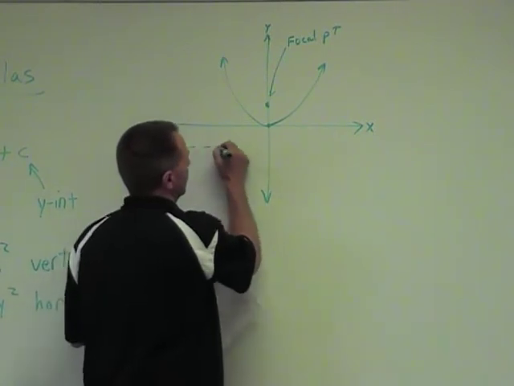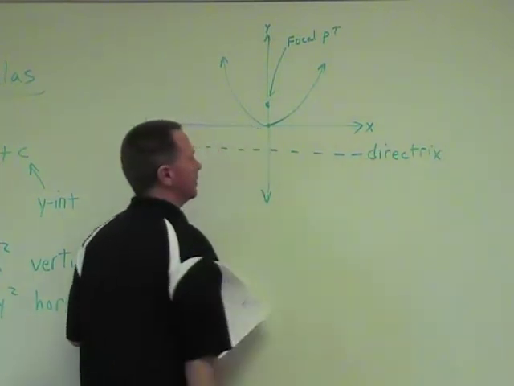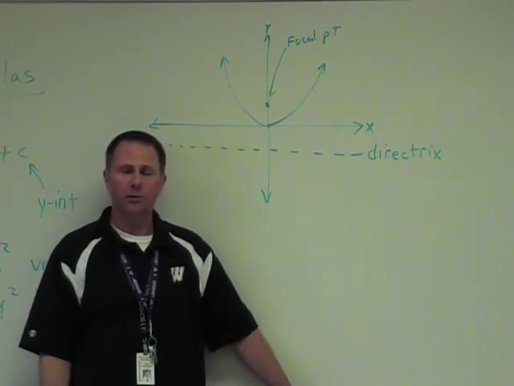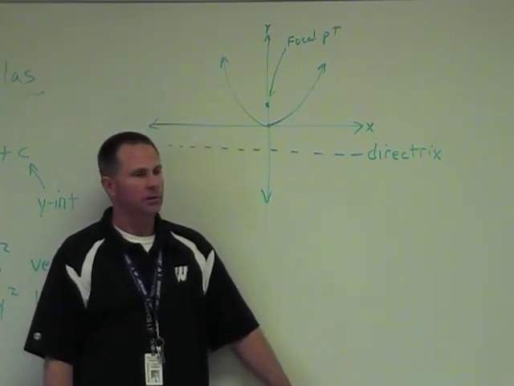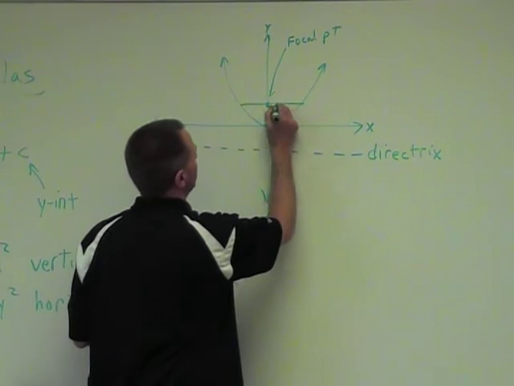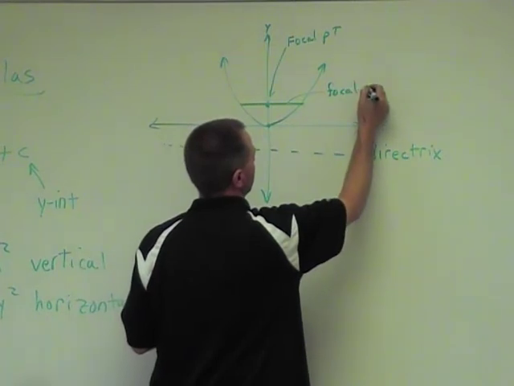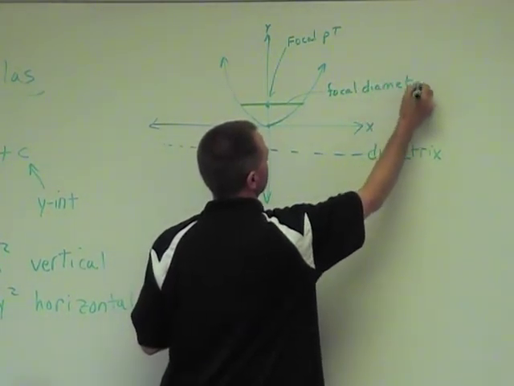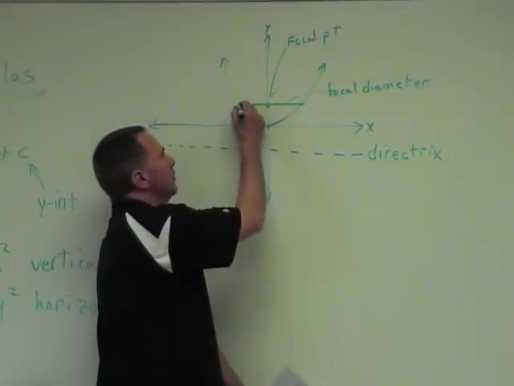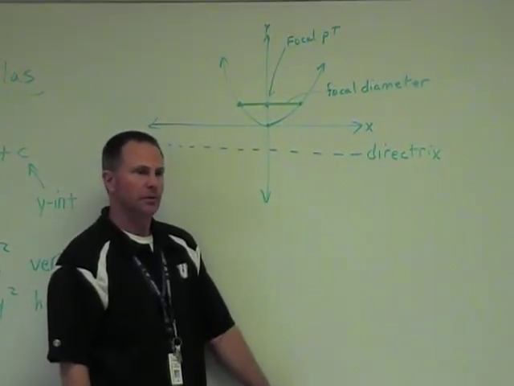We have a thing down here called the directrix. You got to give me the equation of the directrix in your problem today. So there's 3 things you got to give me. 1, the focal point, the coordinate. 2, the directrix. 3, the distance through the focal point to the other side, called the focal diameter. That's the distance from one side of the parabola to the other through the focus. Those 3 things you got to give me.